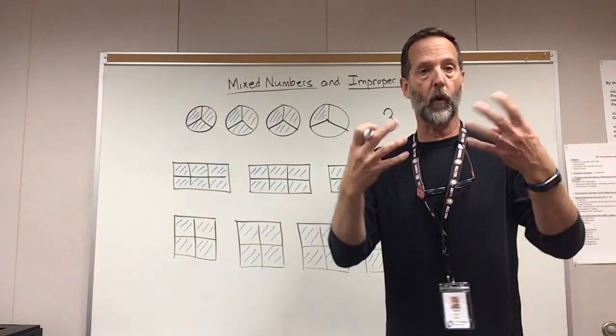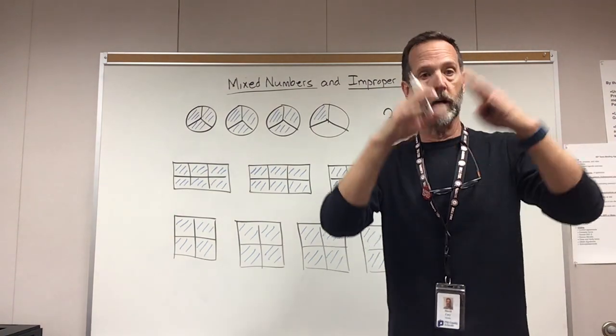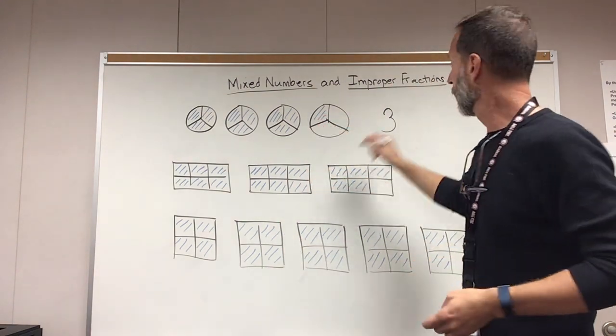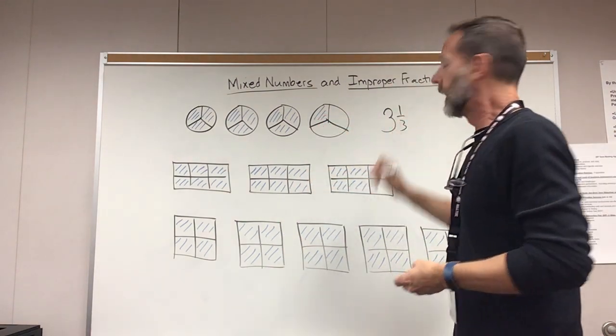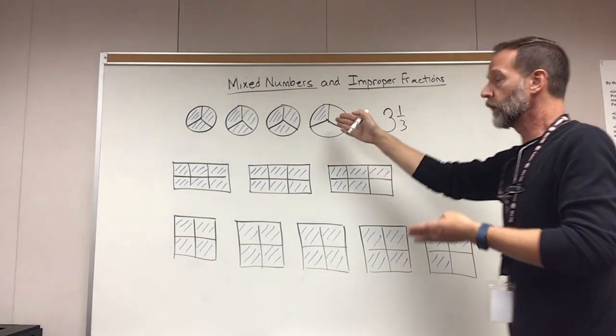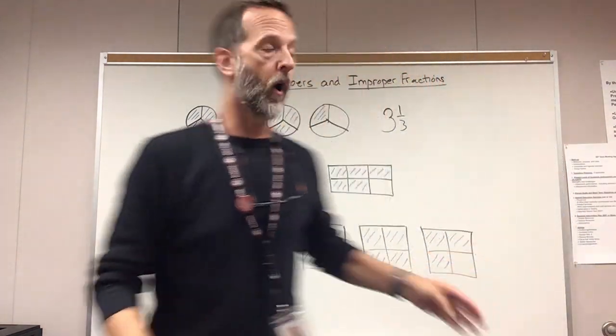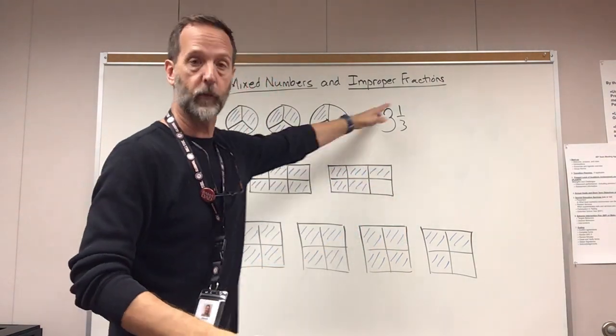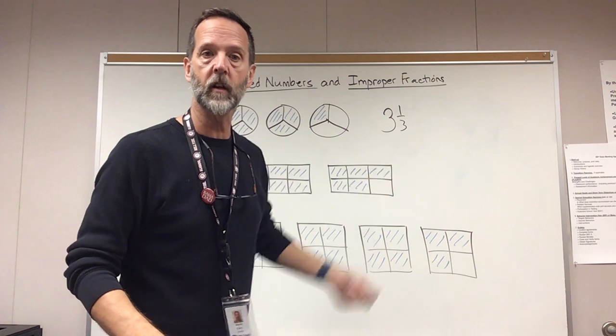For the fraction part, what fraction of this one is shaded? Remember, fraction is the part you're looking for, shaded, compared to how many pieces are in the whole thing. There are 3 parts. The fraction here would be 1/3. So this is 3 1/3. 3 whole ones and 1/3 of the 4th one. Okay, 3 1/3. That's the mixed number.